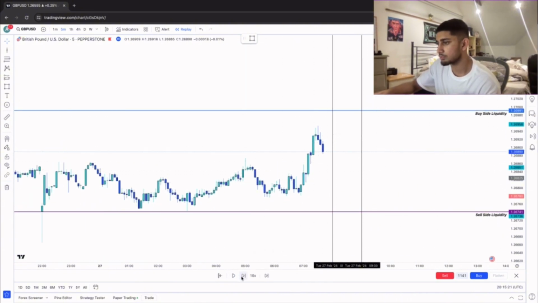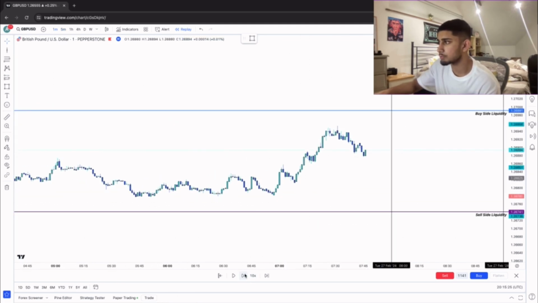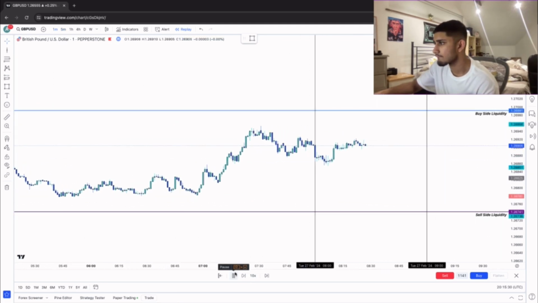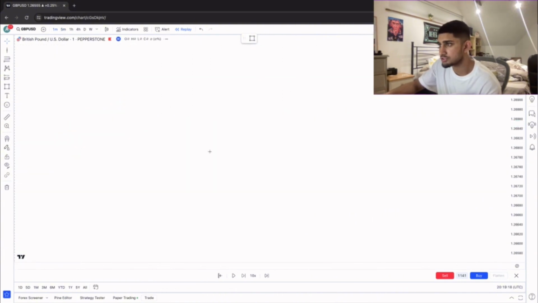So now coming to the session onto the 1 minute, let's see where price will take us. Right, so that's another trade not taken. Now we want price to sweep.